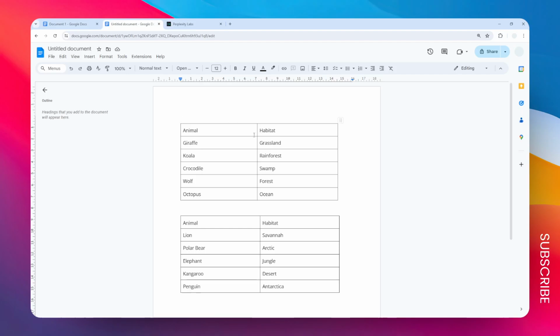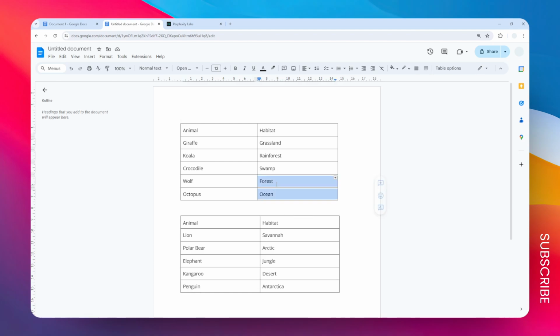Hi, in this video, I'm going to show you how you can put two tables side by side in Google Docs. I have these two tables with roughly the same size, but of course they are not very efficient because a lot of space is not being used by the content. So what I need to do now is reduce the size of these tables.